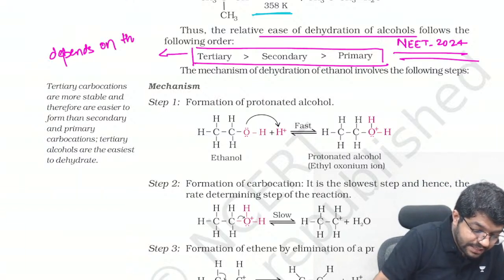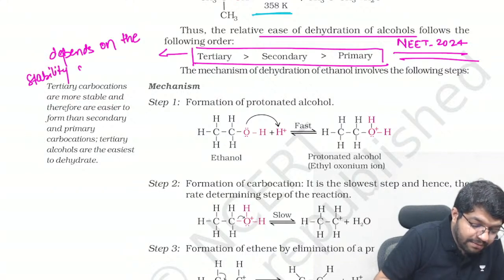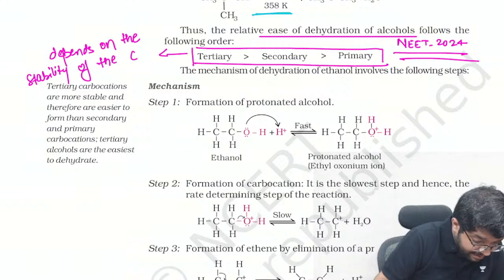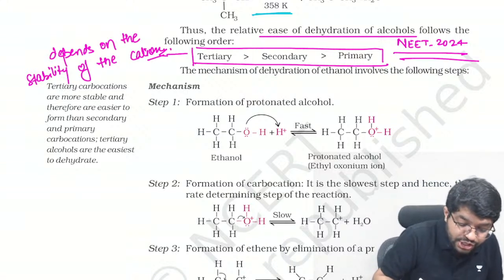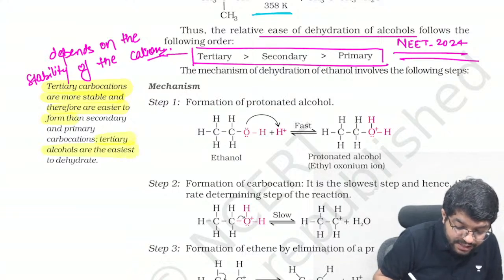It depends on the stability of the intermediate cation. And it is already penned down there as a side note, can probably be a question also. Tertiary carbocations are more stable and therefore are easier to form. Tertiary alcohols are the easiest to dehydrate.